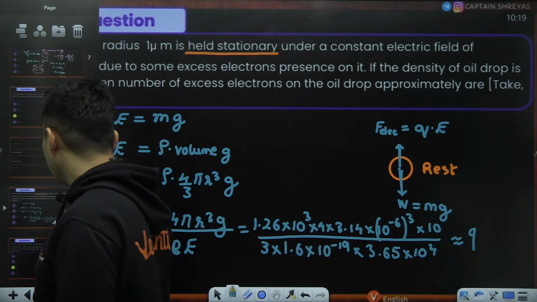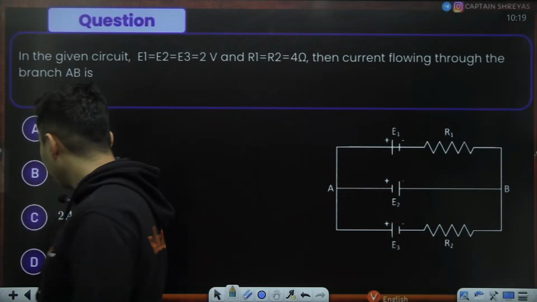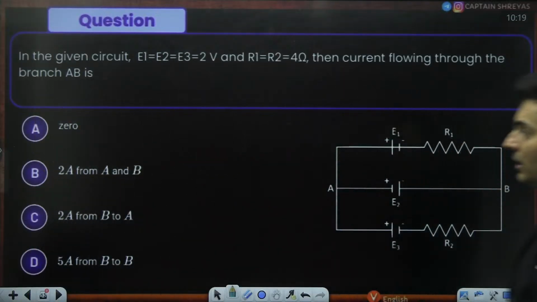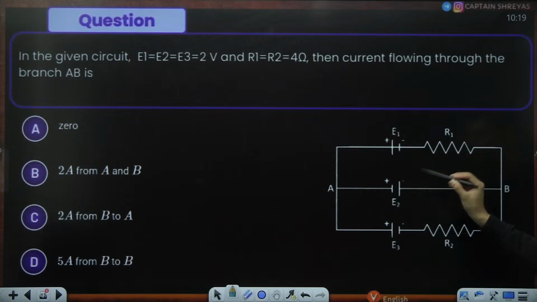Okay, fine. Let's move, guys, to the next question on your screen. In the given circuit, all the batteries have the same voltage and the internal resistances are the same. How much current is flowing through the branch AB?